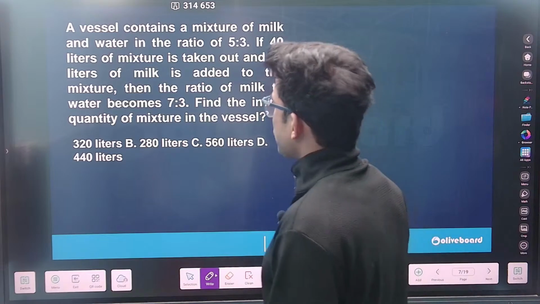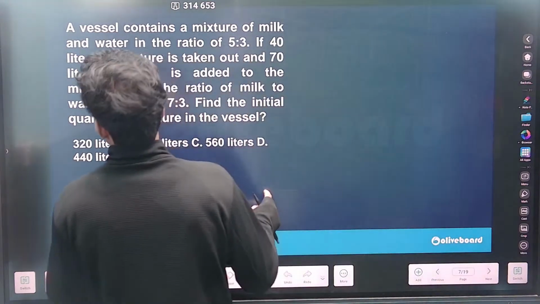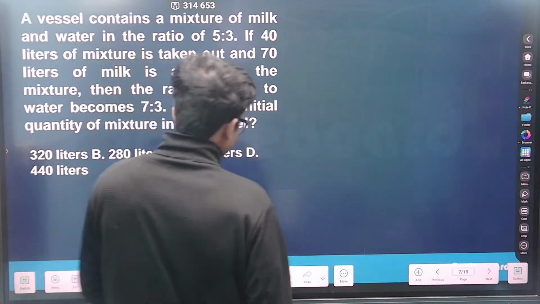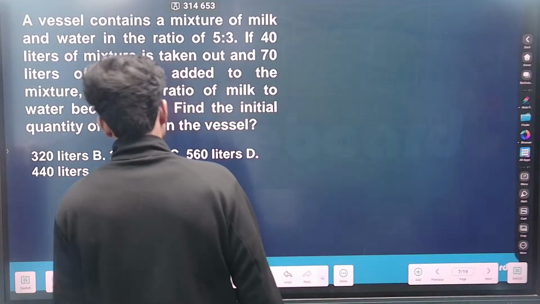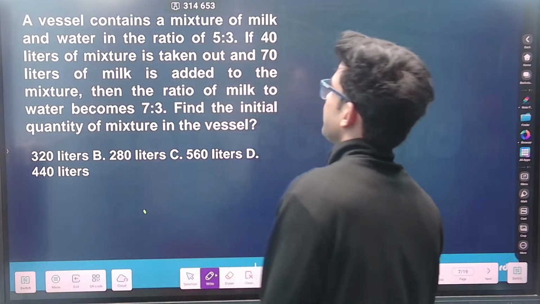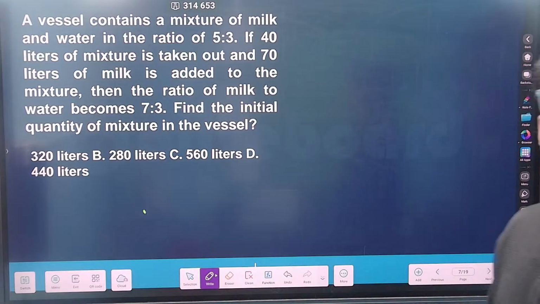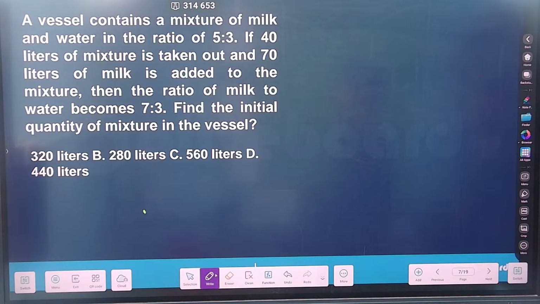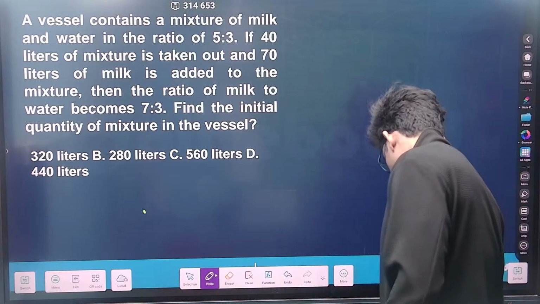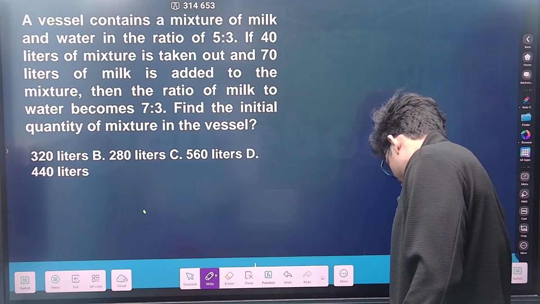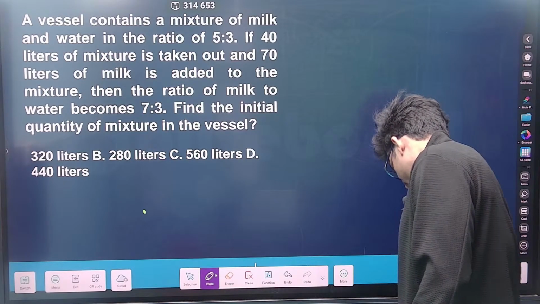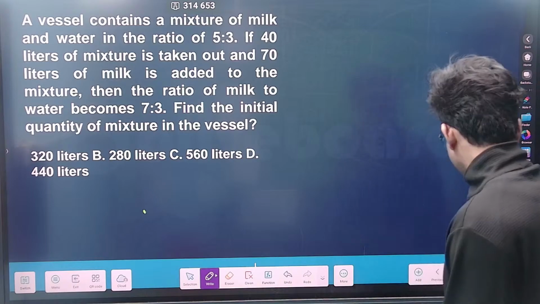Yeah, this can also be done through alligation, but that would be a much lengthier process. Try this.